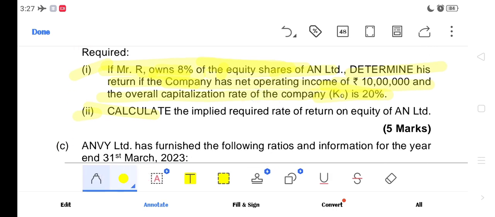So calculate the implied required rate of return on equity. So, implied required rate of return. Now here he says 8%. Sorry, where is this? So yeah, 8% of equity share means how much he gets. He's asking just before this in bit number 1. So now he is asking what is the percentage.